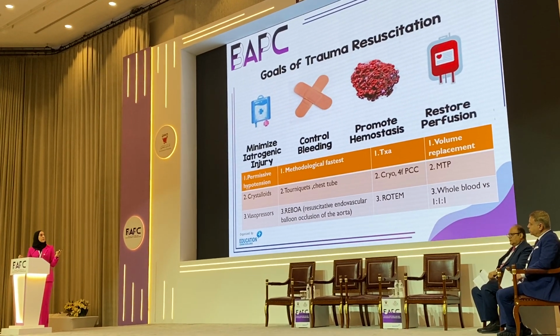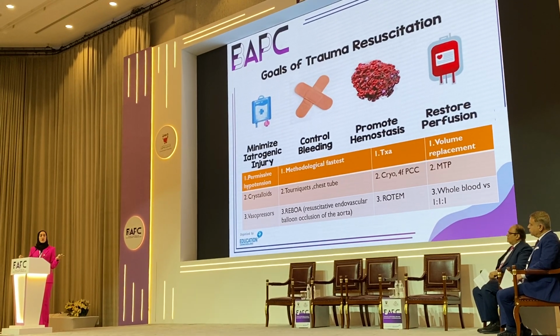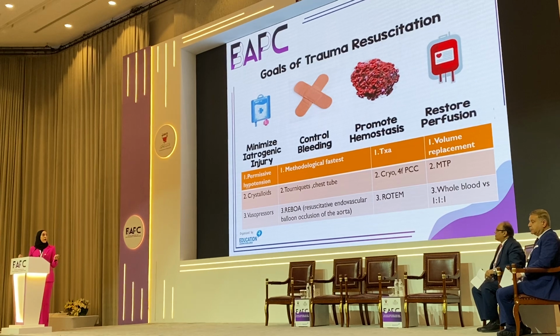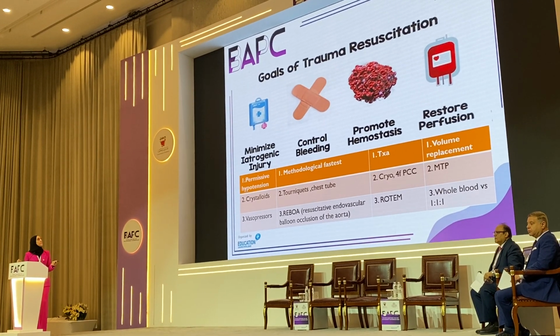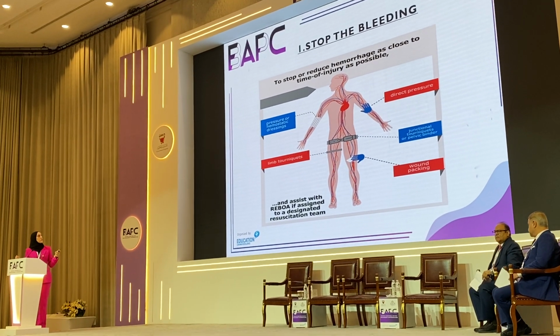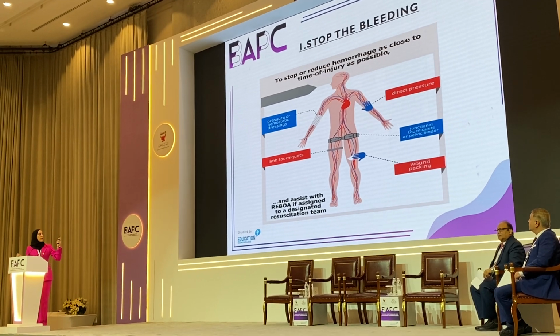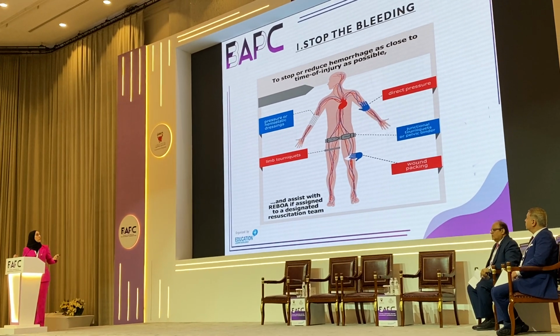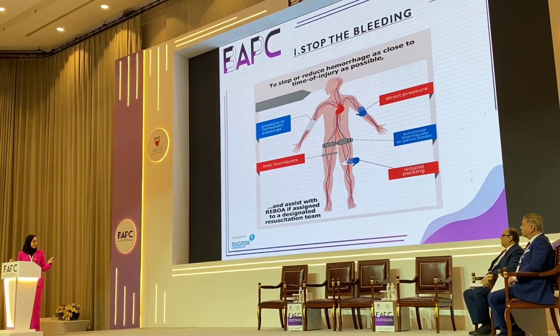The last one is promote hemostasis. So these are the adjuncts. You can consider using early tranexamic acid, cryo, 4-factor PCC, and we'll talk a little bit about ROTEM. So this is what we mentioned earlier, stop the bleed. So look for the source of bleed and either apply pressure, pelvic binder, wound packing, whatever will just help to buy time.